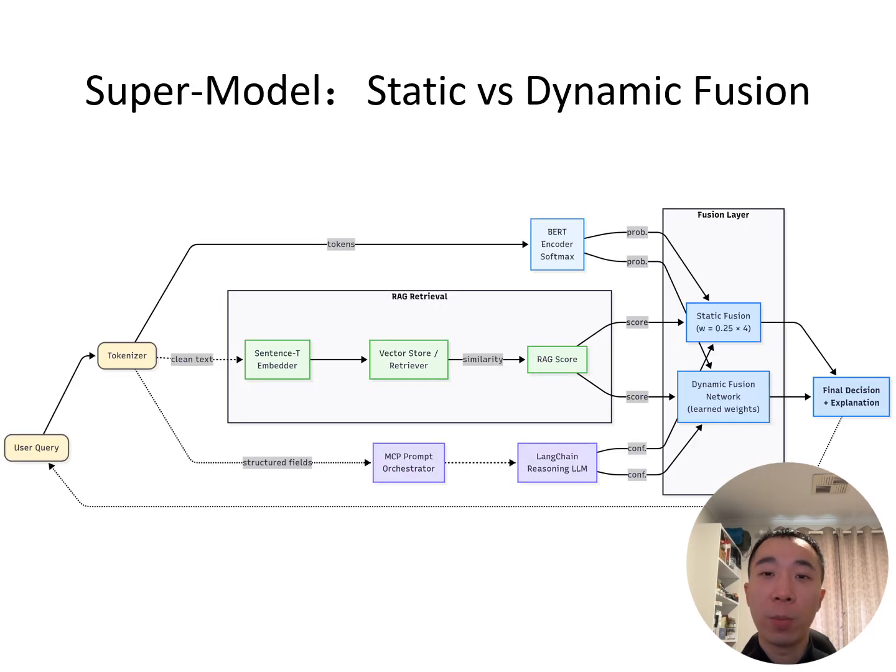In the static fusion supermodel, we apply fixed weights of 0.25 to each component: BERT, RAG, LongChain, and MCP. These weights were tuned on the validation set. In contrast, the dynamic fusion model uses a 3-layer neural network to dynamically learn weights for each component based on the prediction logits, confidence levels, and inter-component agreement. A confidence gating mechanism is applied to suppress unreliable predictions.